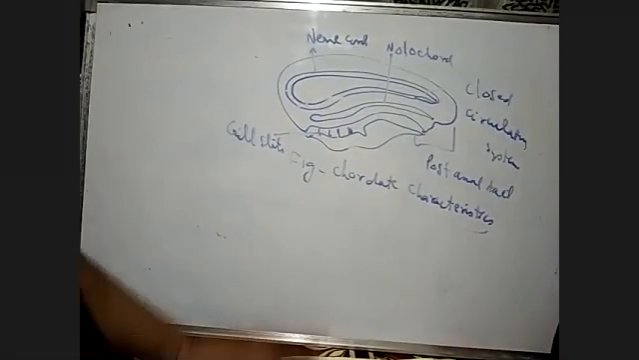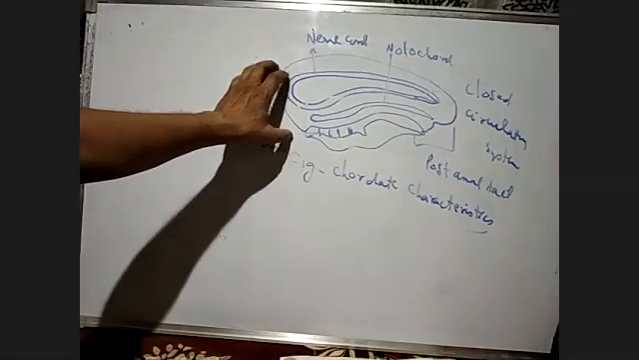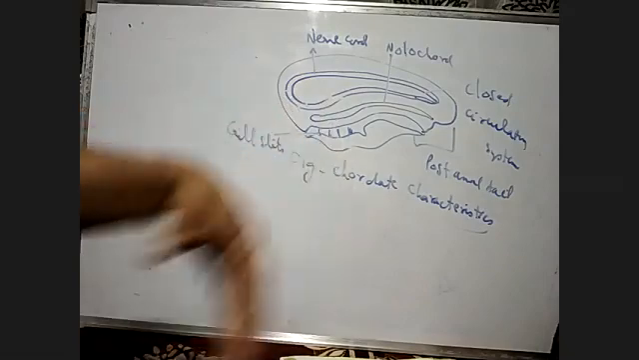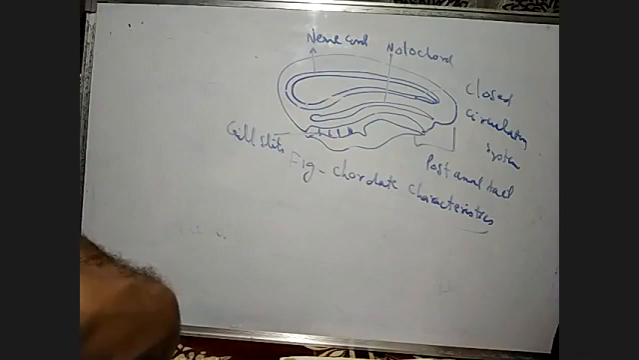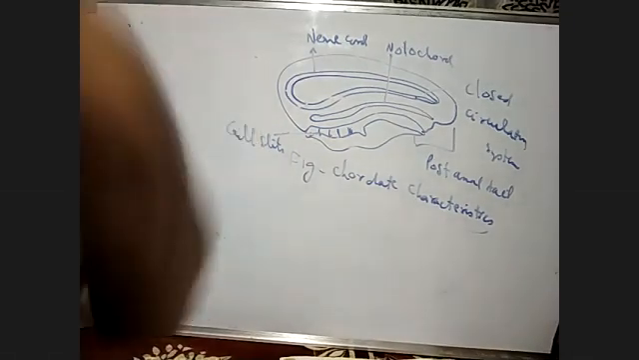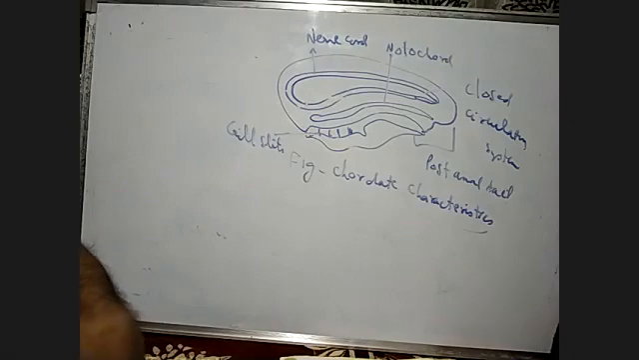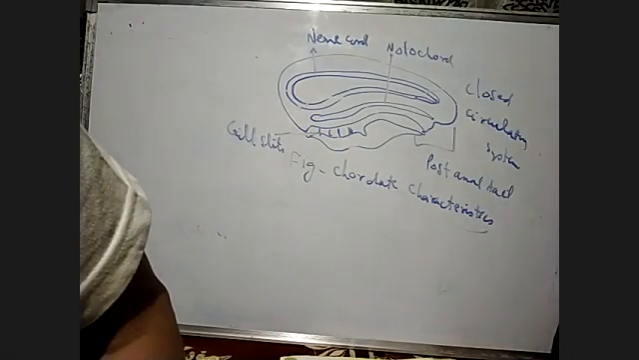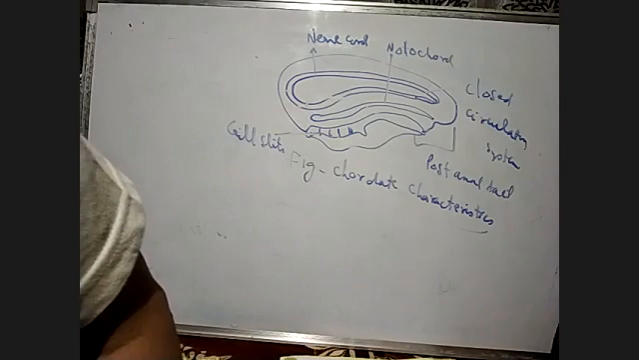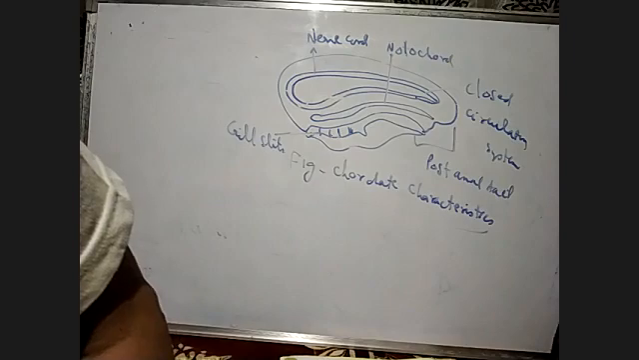Then in case of chordata, the heart is ventral. The heart is present on the ventral side, like in human beings. Our heart is on the ventral side. On the dorsal side we have the backbone, and on the ventral side we have the heart, below the lungs. But in case of the non-chordata, if the heart is present, it is on the dorsal side.